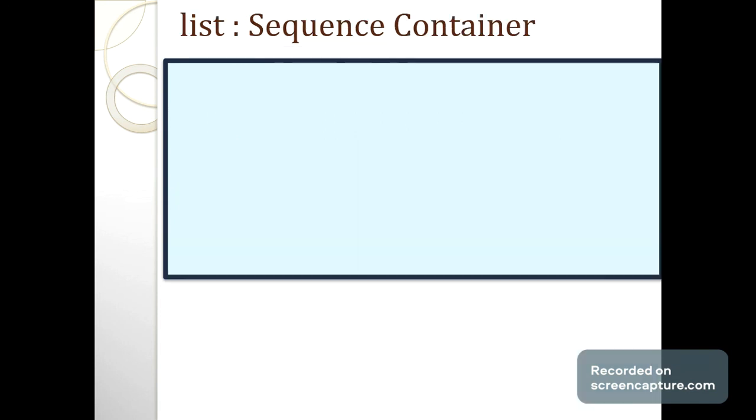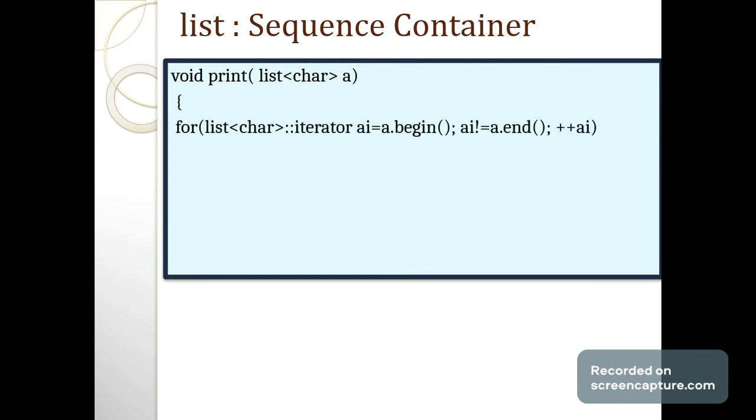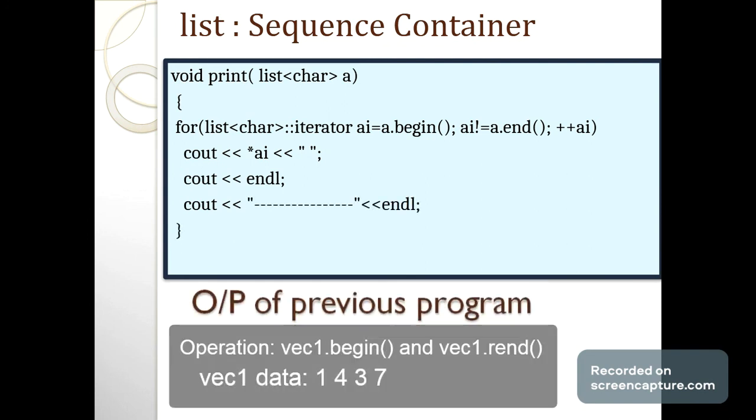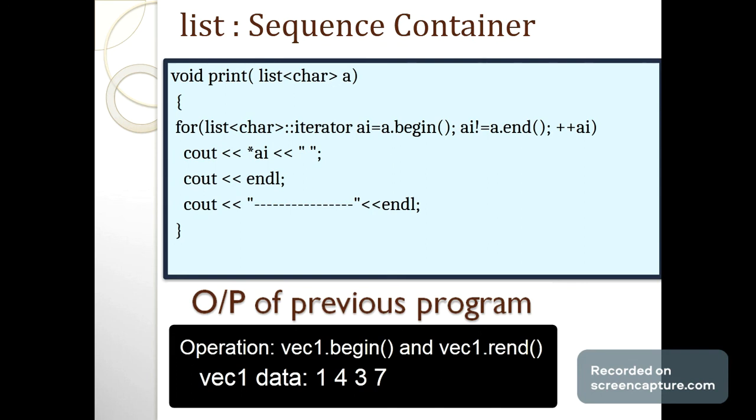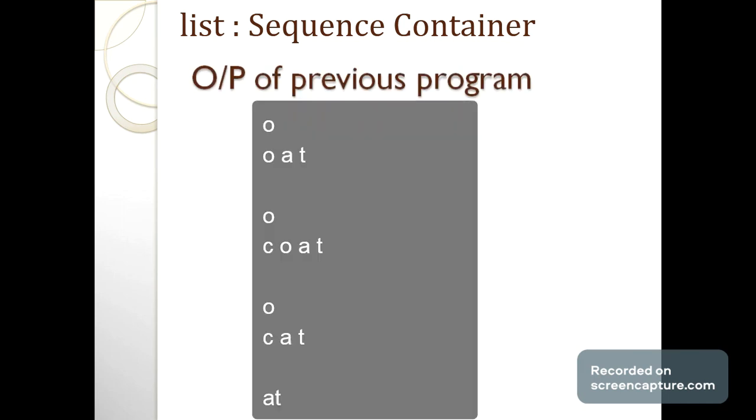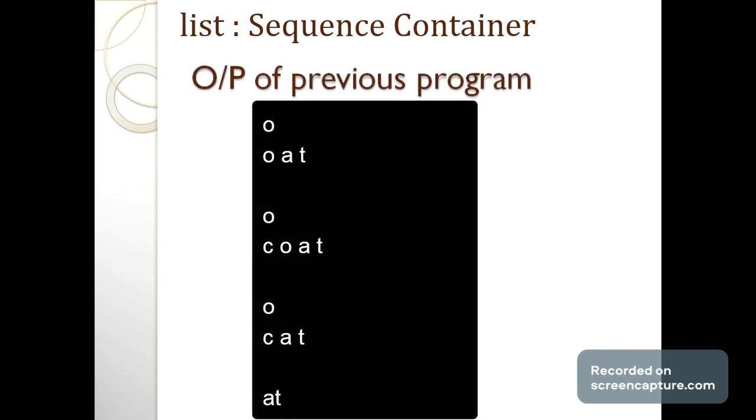To print this, I am taking a print function. For list of char, I am taking an iterator ai, which starts from a dot begin to a dot end, plus plus ai, and I am displaying asterisk ai, that is the value where the iterator is pointing. This will give me the output of the program. The output will be in this manner: OAT, then COAT, CAT, and then lastly it will display AT. This is the output of my program of the list.